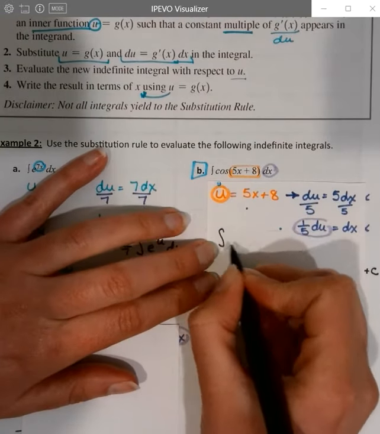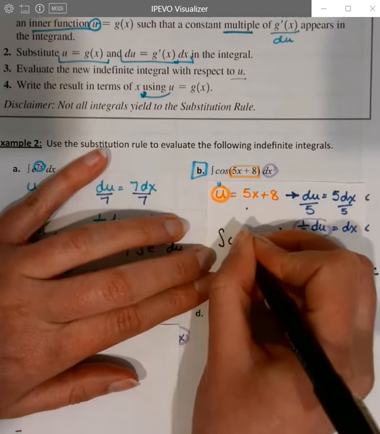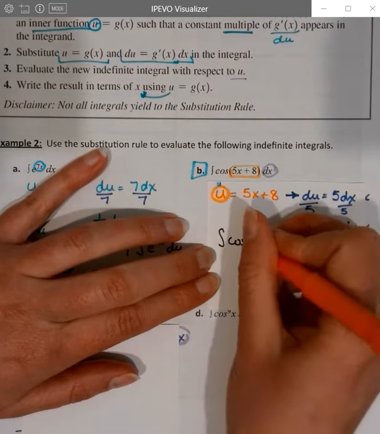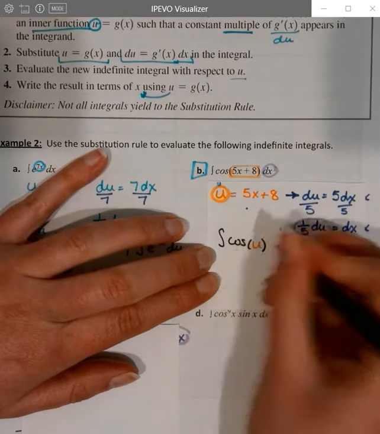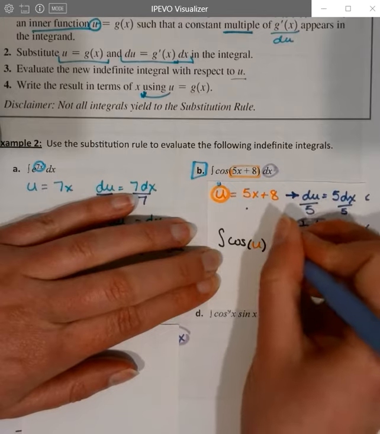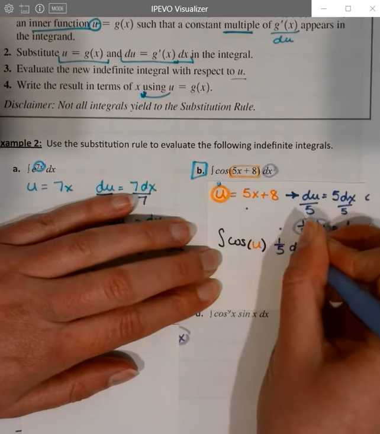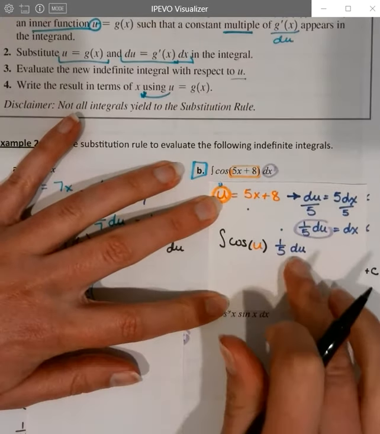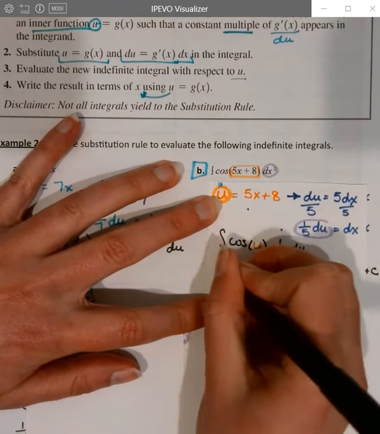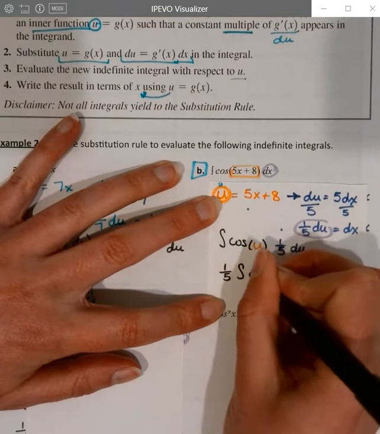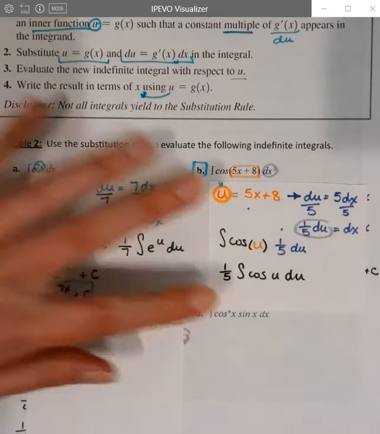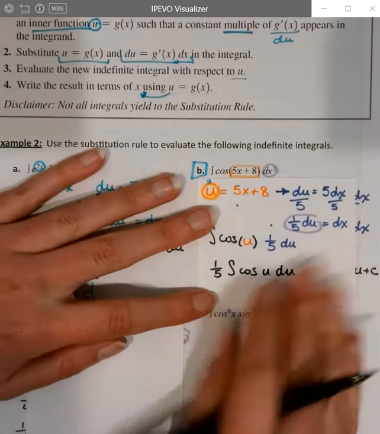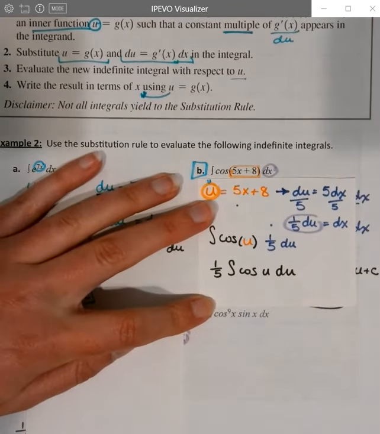So the integral becomes the integral of cosine of, okay, this got replaced with u, so it's cosine of u. And then the dx is getting replaced with a 1/5 du. Now, sometimes I would go ahead and just write the 1/5 out front if I'm feeling ready to do that. So we have 1/5 integral cosine u du. Sometimes I might not write this second line. I might just go ahead and immediately put the 1/5 out front because I know it's going to come out eventually. Now I'm going to integrate the cosine of u.